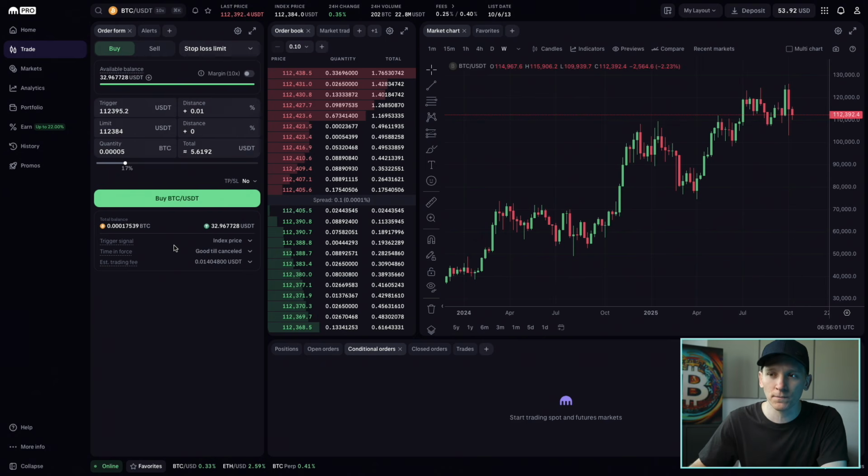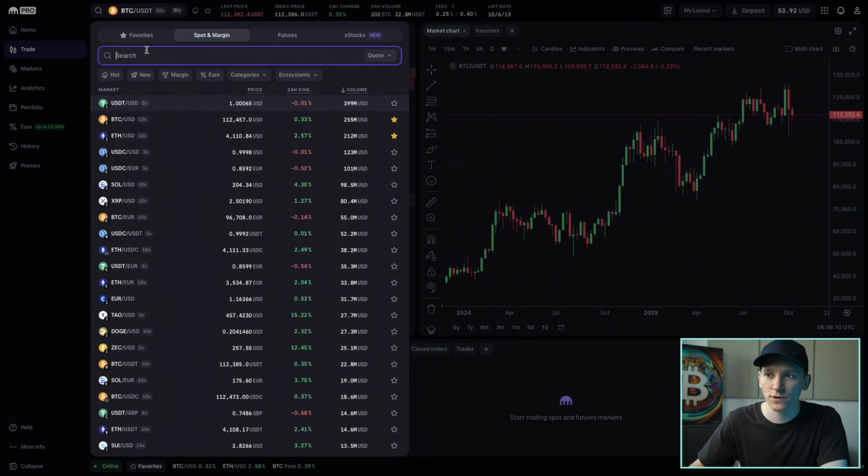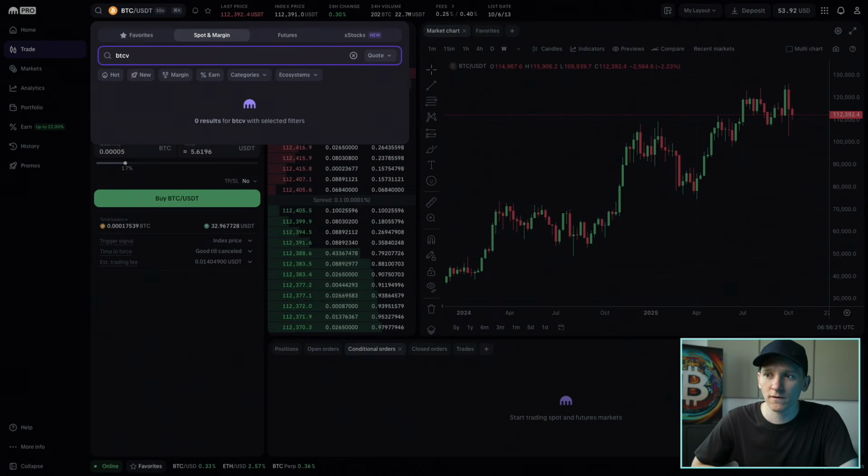From here though, what we need to do is firstly choose the pair that we want to trade. So what we do is go to trade in the left-hand side. And then up here, we choose the assets that we want to trade. Now, if you've deposited some fiat currency onto Kraken, you can use that value to buy the crypto that you want. So what we can do here is search for the currency pair.